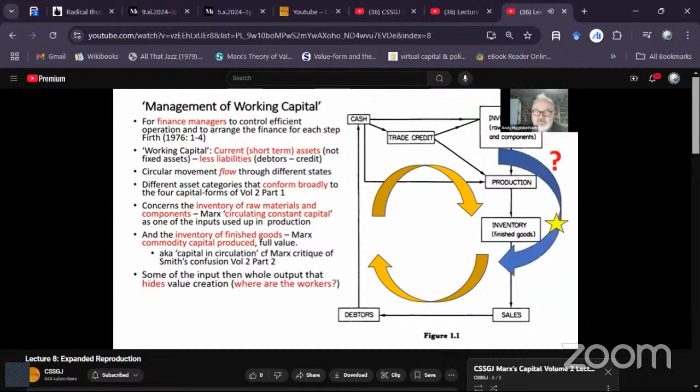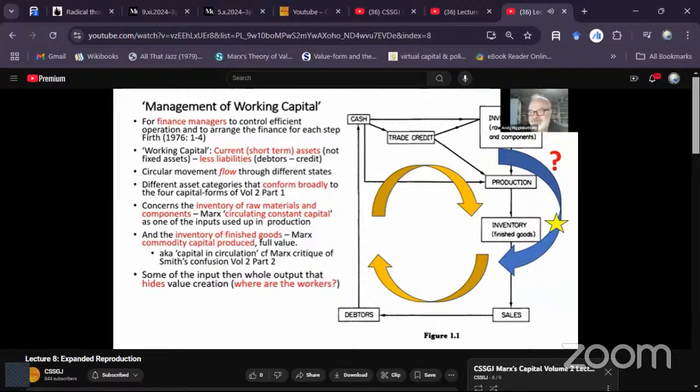There's a distinction between the circuit of commodity capital and capital in circulation, which is also Smith's confusion that carries forward in the way accounting to this day sees these things, right? There is a missing link.